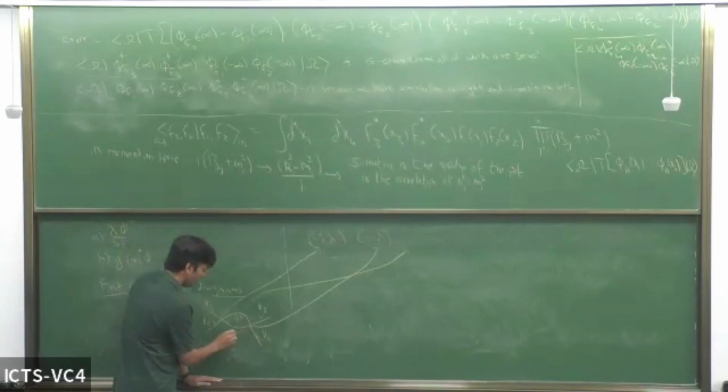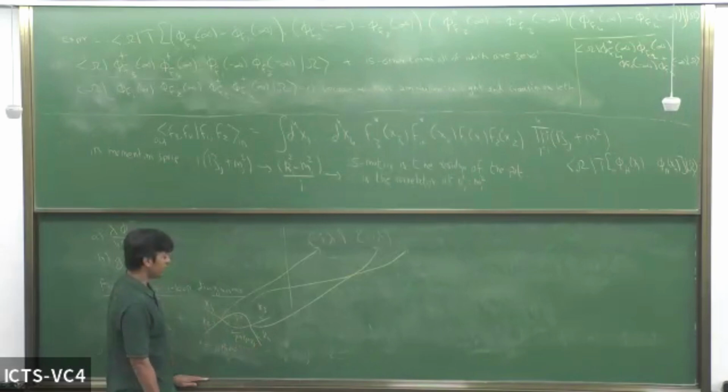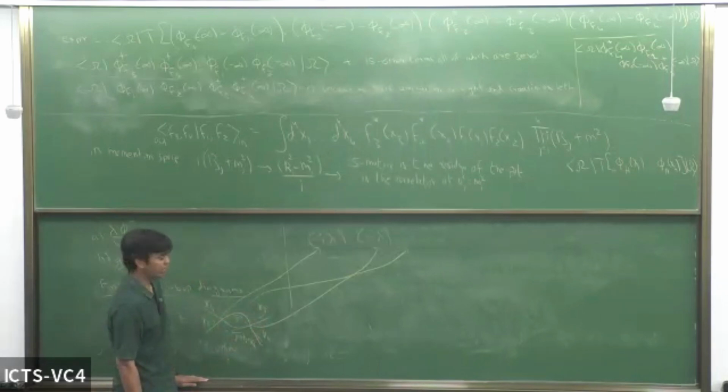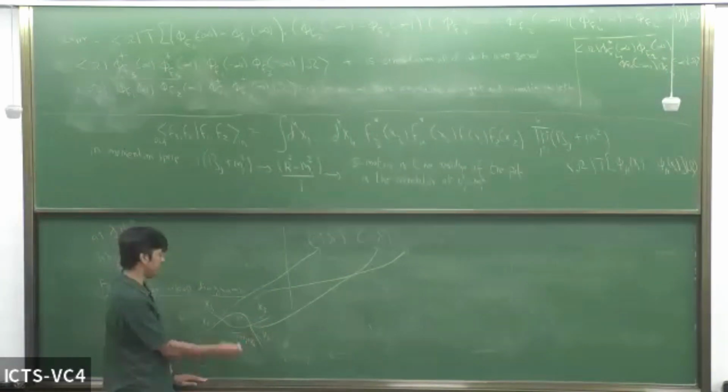Instead, on this side you get P plus K3 plus K4. There is an overall energy momentum conserving delta function which tells you that K1 plus K2 plus K3 plus K4 is 0. But if you call this P, this is P plus K3 plus K4, and you can't fix what the value of P is. There's no unique value of P that will satisfy energy momentum conservation.